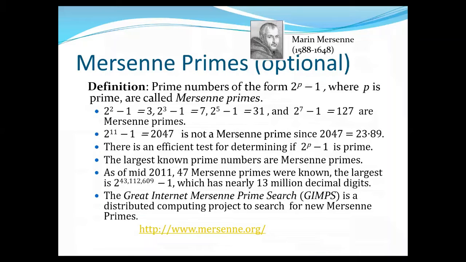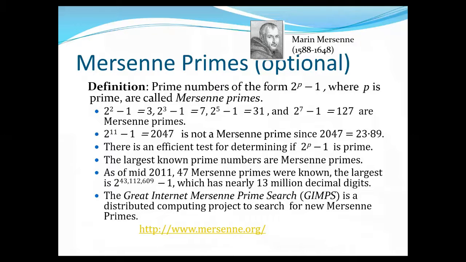And we also have Mersenne primes. So what is a Mersenne prime? We have a formula that defines it. Prime numbers of the form 2 raised to p minus 1, where p is prime, are called Mersenne primes. So the result of this equation should be a prime number. When we substitute any prime number into our equation, the result should be a prime number to be considered a Mersenne prime.